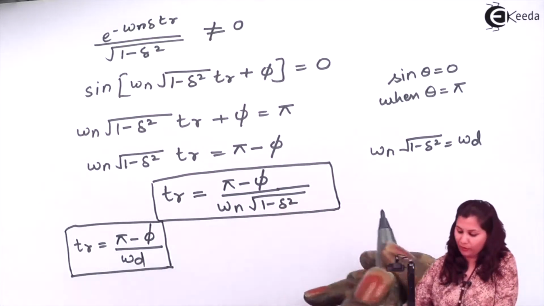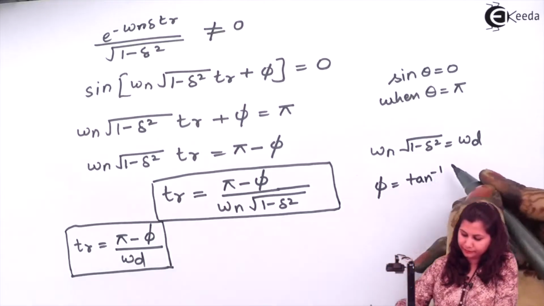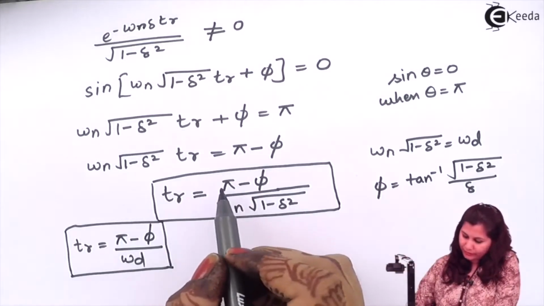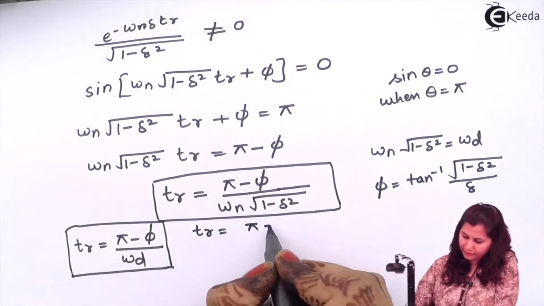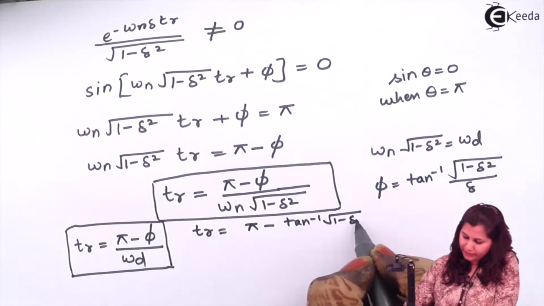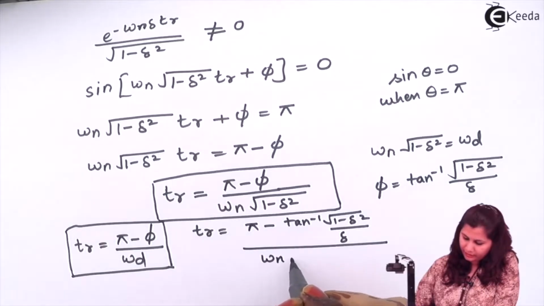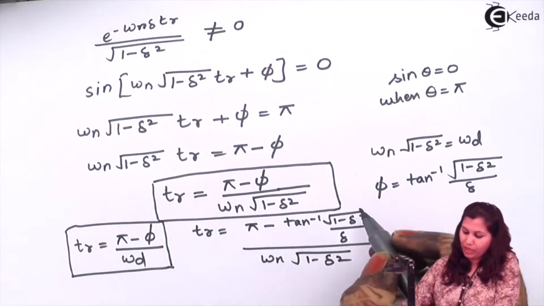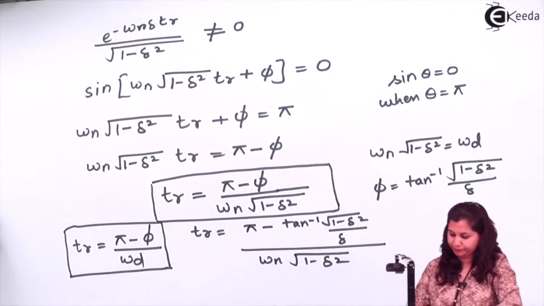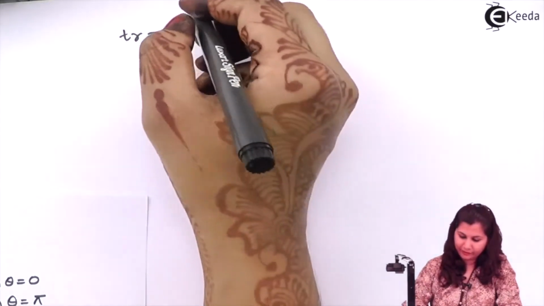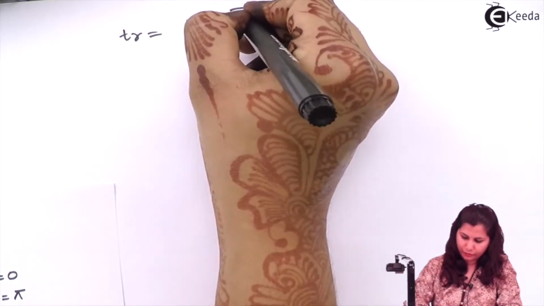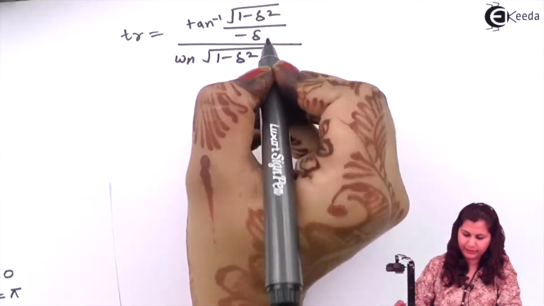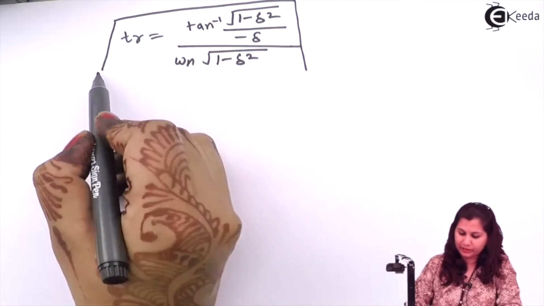Again here we can put the value of phi also. We know that phi is equal to tan inverse of under root of 1 minus del square by del. So when we calculate this, tr equals pi minus tan inverse of under root of 1 minus del square by del, divided by omega n under root of 1 minus del square. So pi minus tan inverse will get converted into tan inverse of under root of 1 minus del square upon minus del, divided by omega n under root of 1 minus del square. So this is another formula for calculating the rise time.